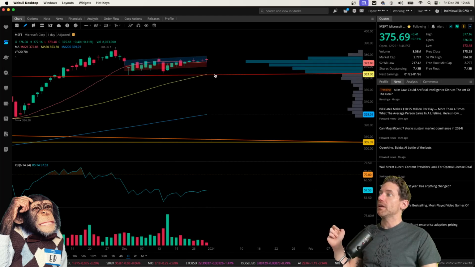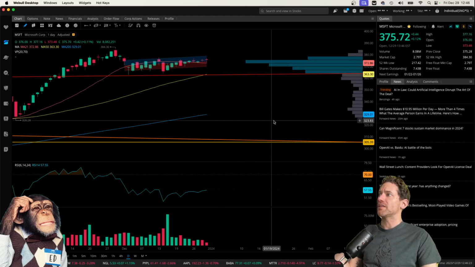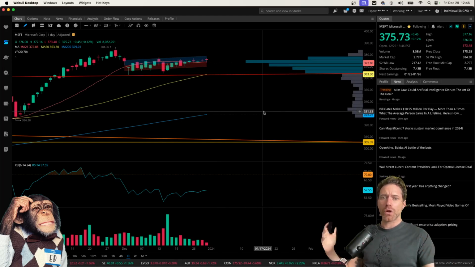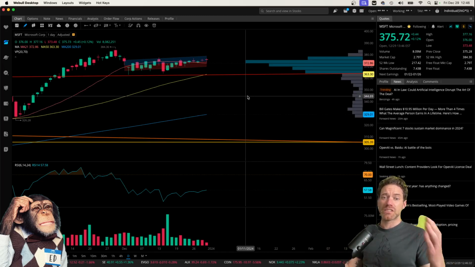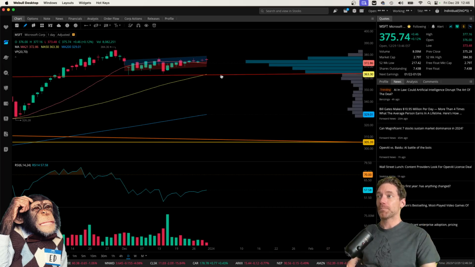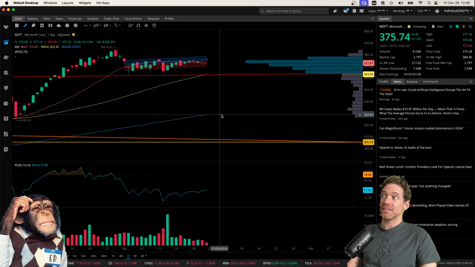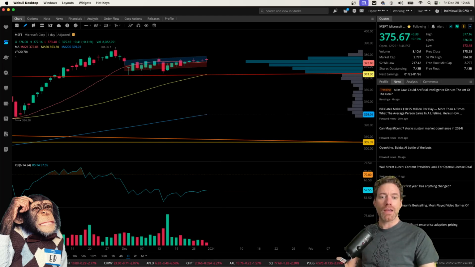The 21-day moving average is just below the current price at $372.86, so currently serving as support. But if that does break, which I suspect it will in January, we could see a retest of the red line as support, possibly breaking below that, and maybe heading down to test the 200-day moving average at $329.01. Those are just my thoughts on Microsoft.